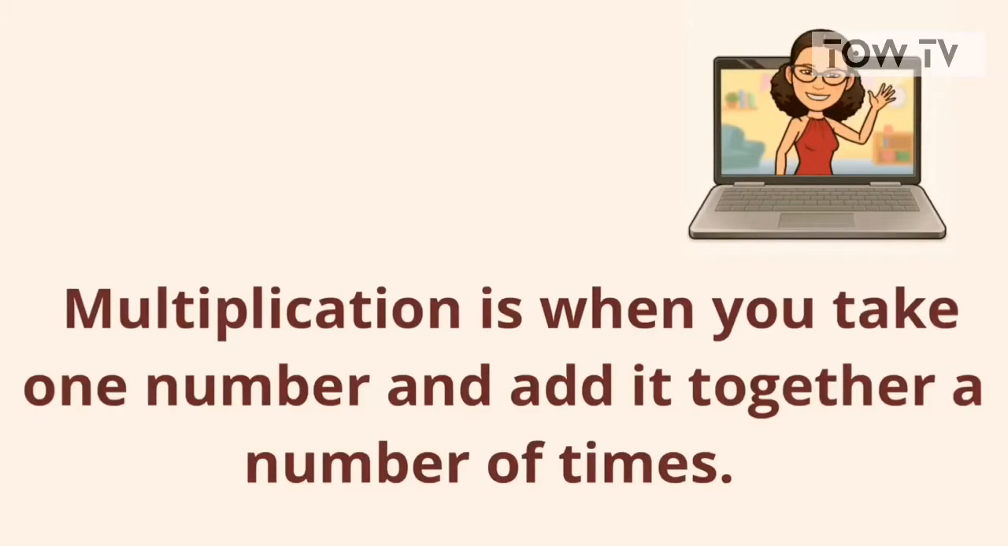Remember, our first objective is to define multiplication. Now, what is multiplication? Multiplication is when you take one number and add it together a number of times. Another key word we can use for number is couple. Now I'm going to rephrase that. Multiplication is when you take one number and add it together a couple of times. Capish?